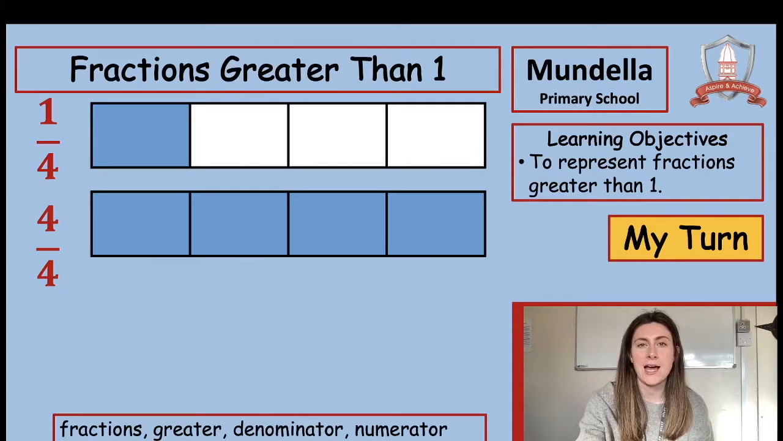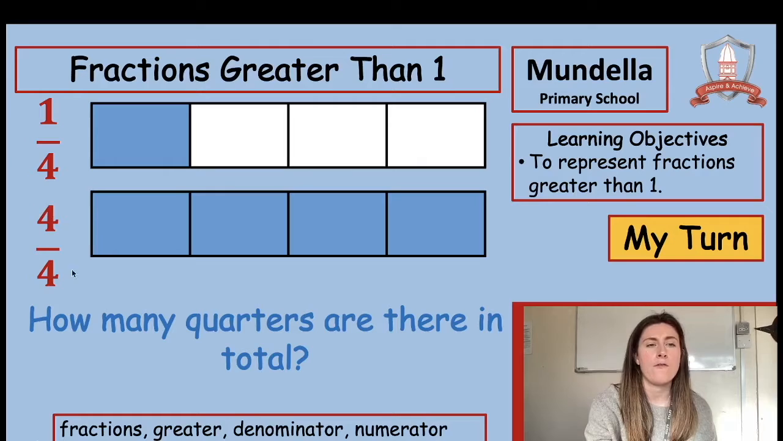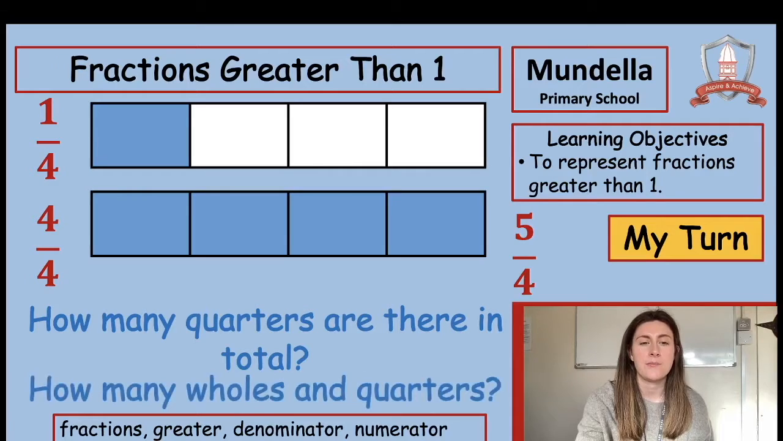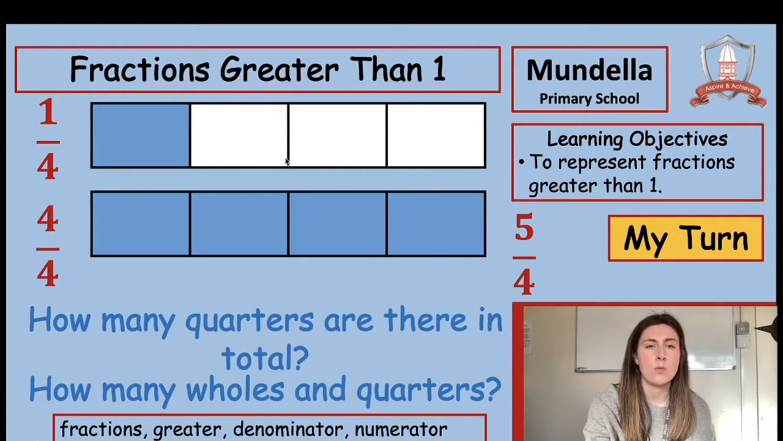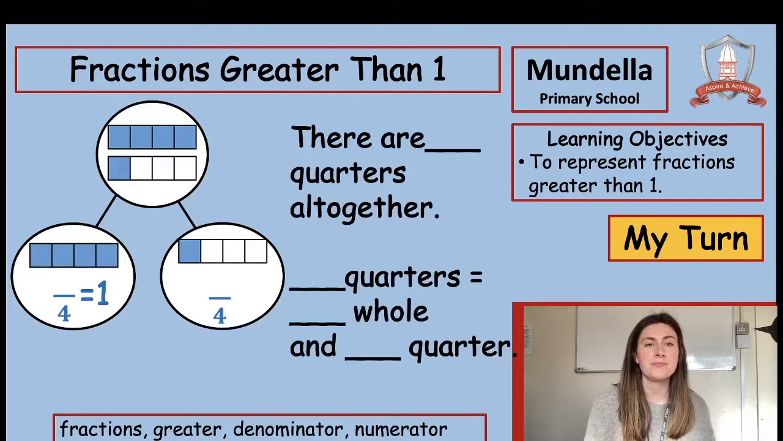How else could we say that? That's 1 whole, isn't it? I've got 4 quarters, 1 whole. So now how many quarters have I got in total? I've got 4 quarters here, 1 quarter here. I've got 5 quarters. How many wholes and quarters is that? That's 1 whole and 1 quarter. So we could say that as 1 1/4 or 5 quarters.